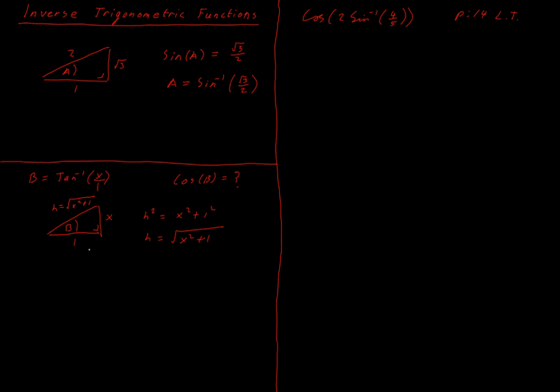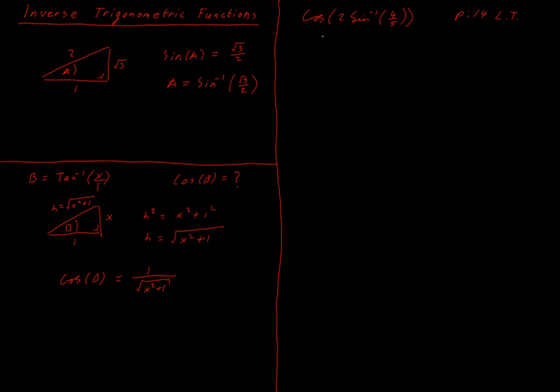So I now have the information I need for getting cos of B. Cos of B is just going to be equal to the adjacent divided by the hypotenuse. And that is what cos of B is equal to.